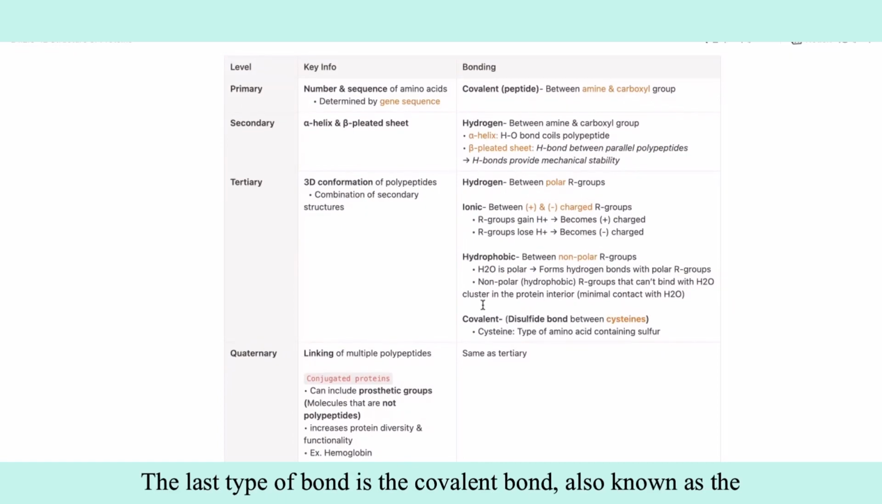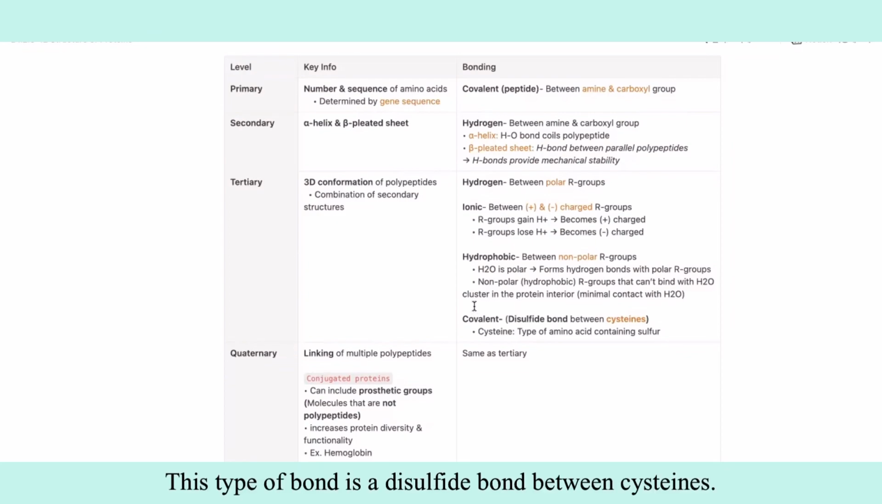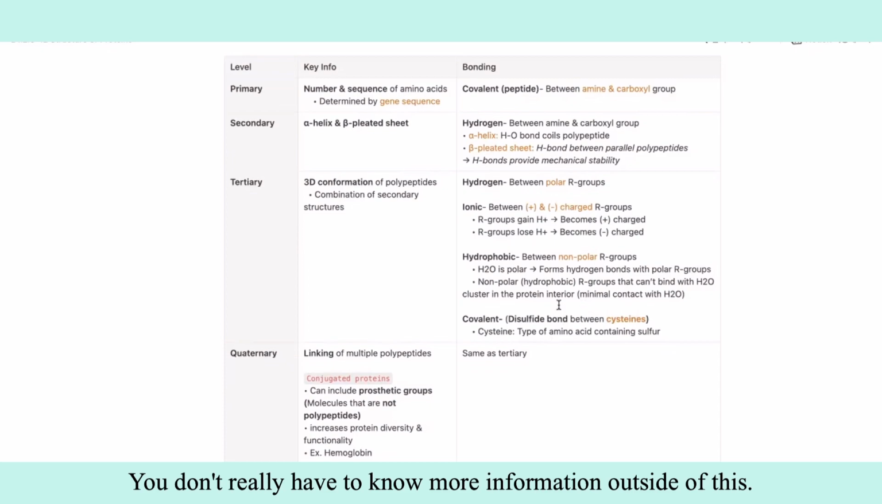The last type of bond is the covalent bond, also known as the disulfide bond or disulfide bridges. This type of bond is a disulfide bond between cysteines. A cysteine is a type of amino acid containing sulfur. You don't really have to know more information outside of this.